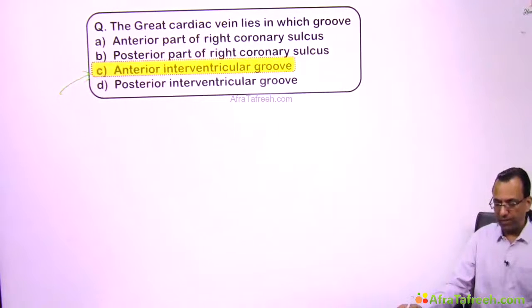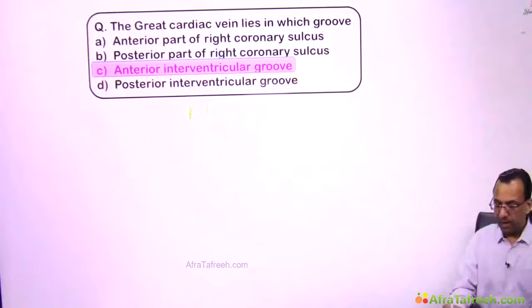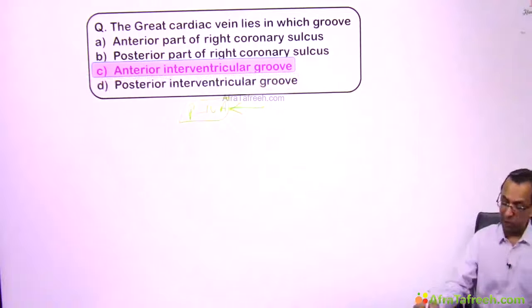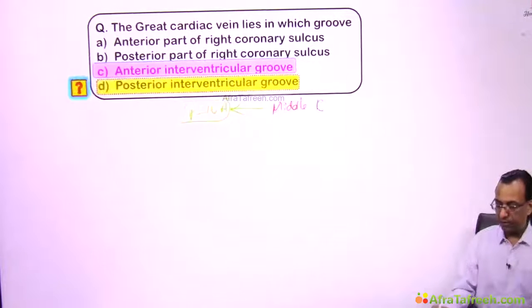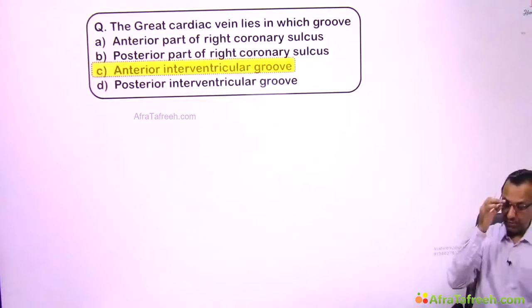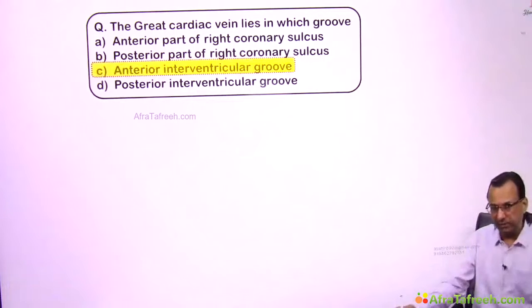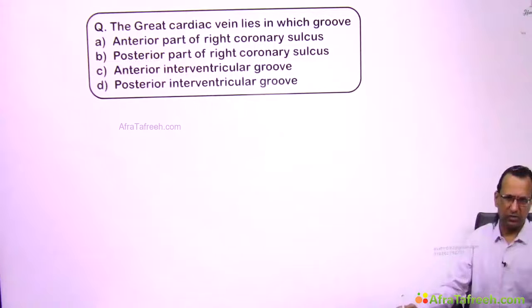Then who is running in the PIVG? The PIVG has the PIVA, and along with the PIVA is a vein posteriorly. Which vein? You remember, it was the middle cardiac vein. So it is the middle cardiac vein which is accompanying the PIVA in the PIVG. And we'll keep our answer as AIVG, where you have the AIVA, and along with that you have the great cardiac vein, anterior to the heart.